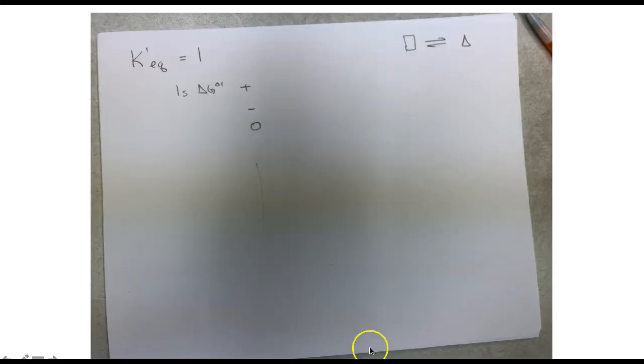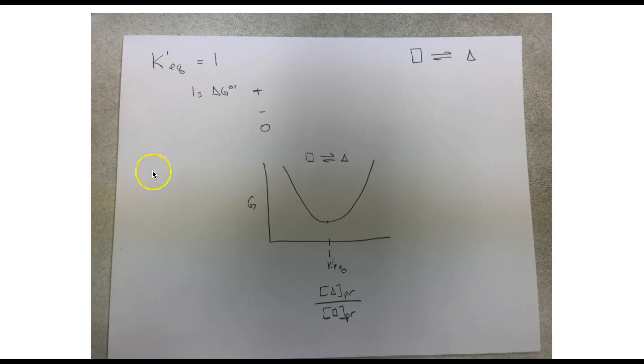Finally, suppose I told you that the conversion of square into triangle, I got tired of letters, has an equilibrium constant of 1. What is the sign of the standard free energy change? Let's do the same thing. Plot free energy of the system on the y-axis, all possible ratios of product to reactant on the x-axis, and the system is at lowest free energy when it is at equilibrium, and in this case our equilibrium constant is equal to 1.